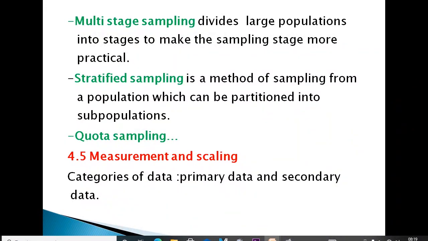Normally we are presenting the essentials. It requires you to go and read and deepen your understanding of these sampling techniques. Then after presenting the sampling design, in his methodology, the researcher also presents the measurement and the scaling.